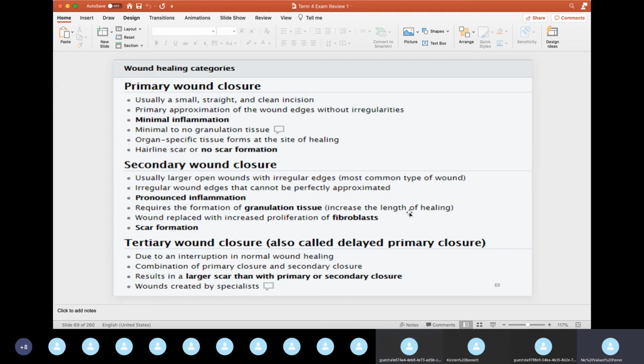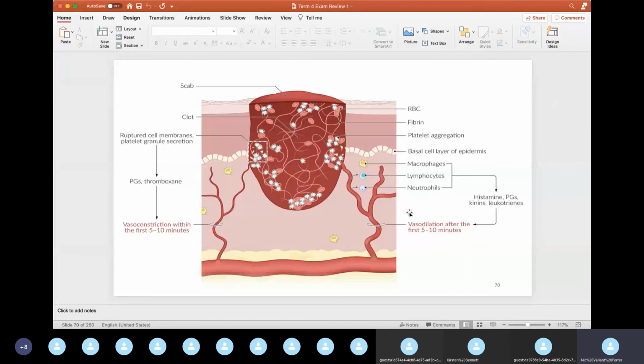Yes? Okay, let's do wound healing. What's the difference between primary and secondary wound closure? So primary is minimal inflammation, no scar formation. Secondary, you have formation of granulation tissue, right? Primary wound closure, usually seen in the hospital. Clean incisions, right? Secondary, due to stab wound. Think about that one. Irregular edges, right? You have scar formation.